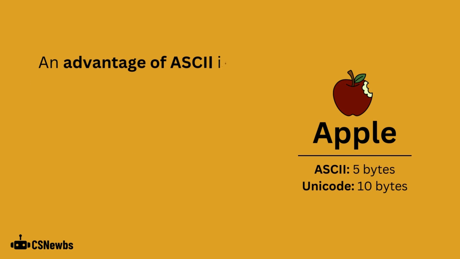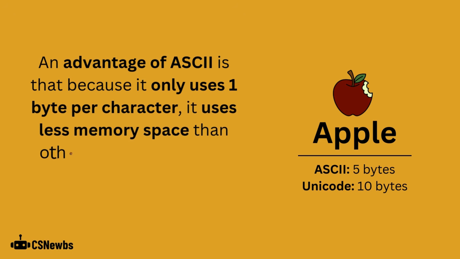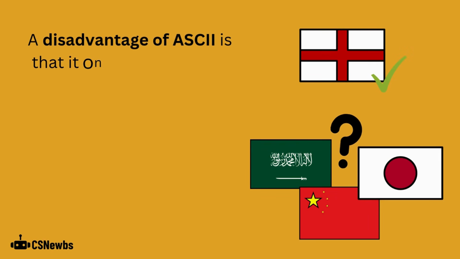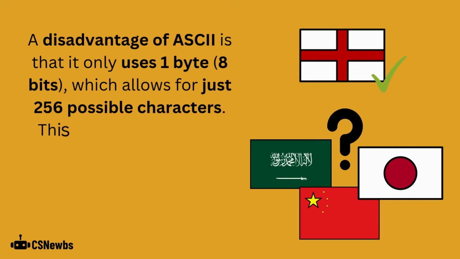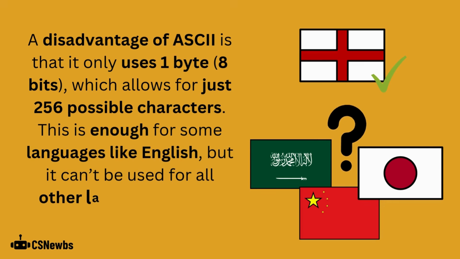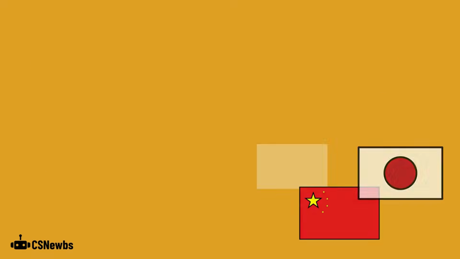An advantage of ASCII is that because it only uses 1 byte per character, it uses less memory space than other character sets like Unicode, which uses 2 bytes per character. In this example, Apple would be represented in 5 bytes by ASCII, but in 10 bytes by Unicode. A disadvantage of ASCII is that it only uses 1 byte, which allows for 256 possible characters. This is enough for some languages like English and most of Spanish or German, but it can't be used for all other languages and all symbols.